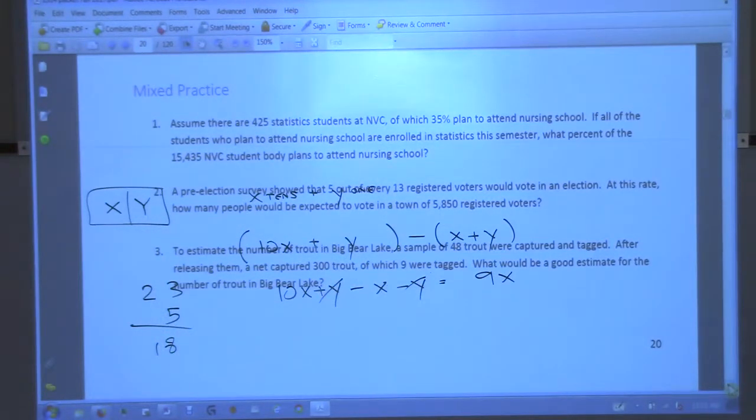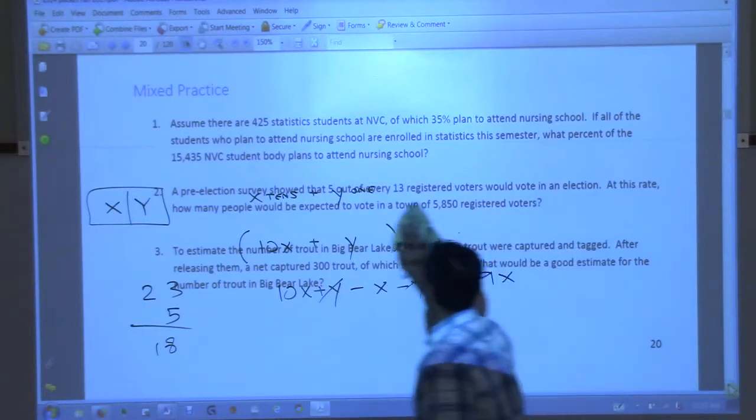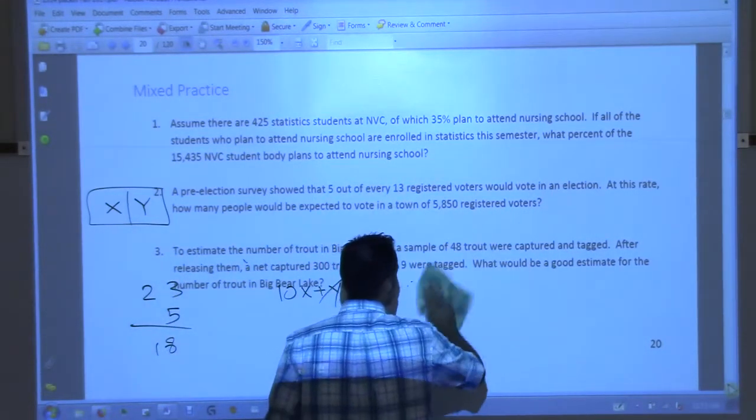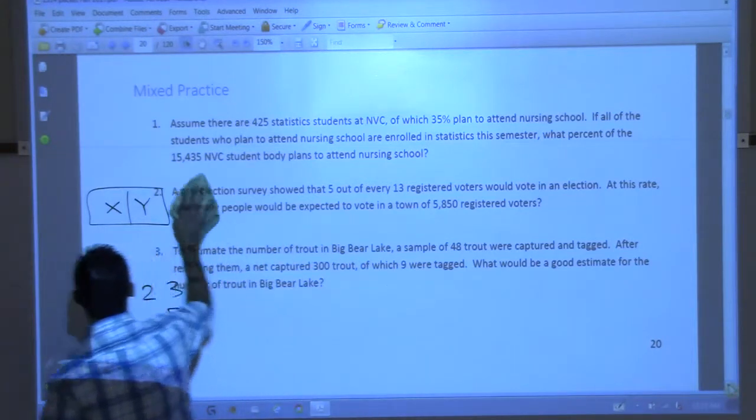Let's take a look at these mixed practice problems. Mixed practice means that this is a mixture of problems that we've been doing, not just this section. So let's see if we can handle these.